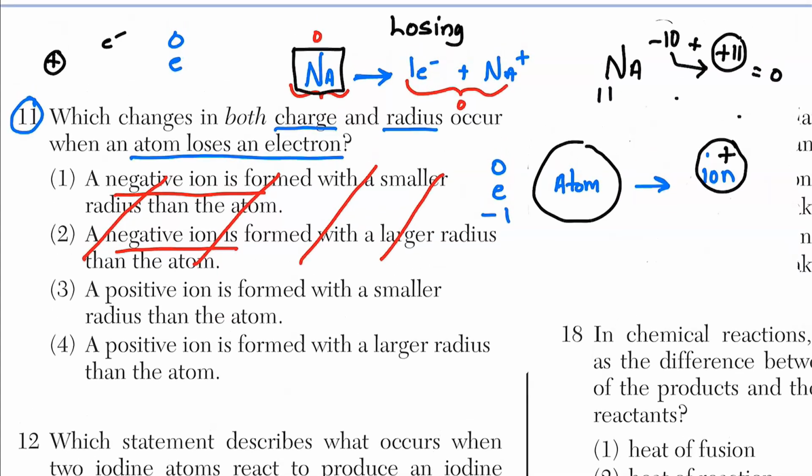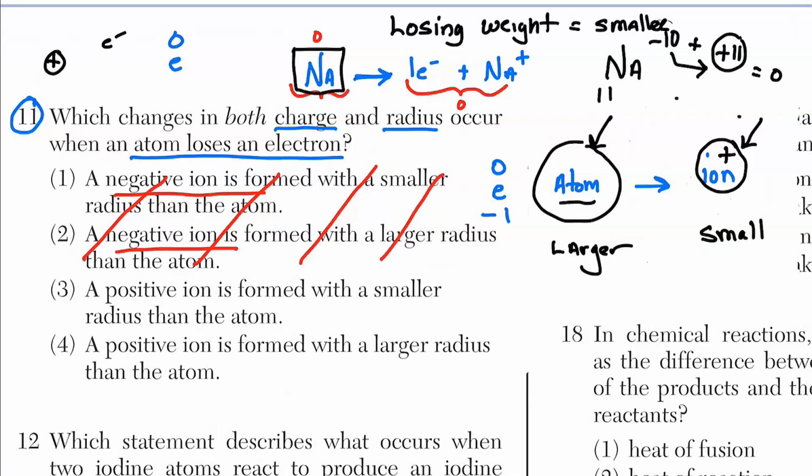Think about losing electrons like losing weight. When you lose weight, you get what? Smaller! So we're losing electrons, so the resulting ion is smaller than its atom. They use this terminology: the ionic radius, the size of the charged atom or ion, is smaller than the atomic radius, the size of the atom that's neutral.